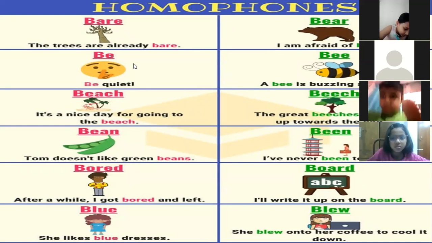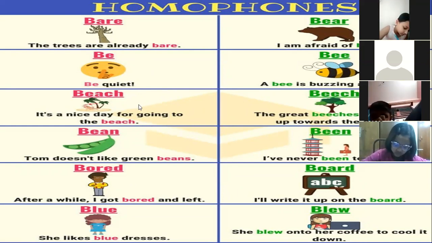Kichui hoyni, just etai porachi. Homophones e porachi ar kichu porachi na. Ar homophones hocche eki rokom uchcharon hobe but shobdo ar hocche ortho ta bhinno hobe.